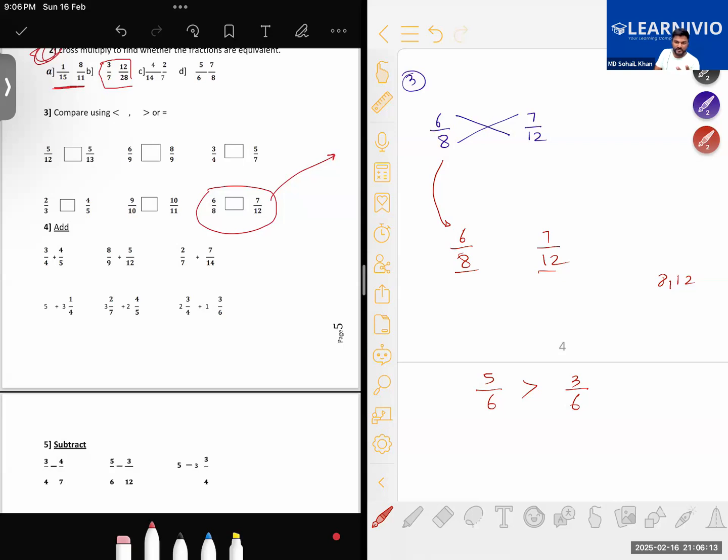There are two methods of solving this now. I'm going to tell you both the methods. Continue. For solving, we have to take 6 upon 8 and 7 upon 12. Yeah, we take the denominators to find the LCM here.